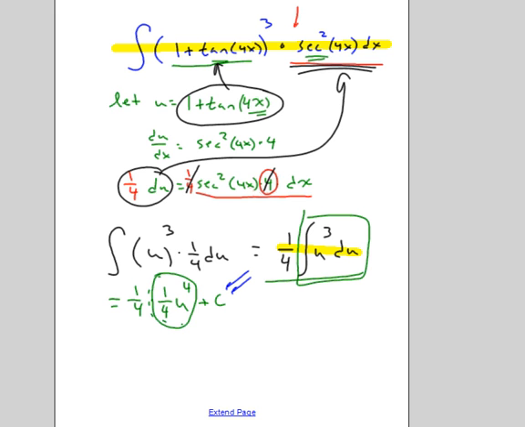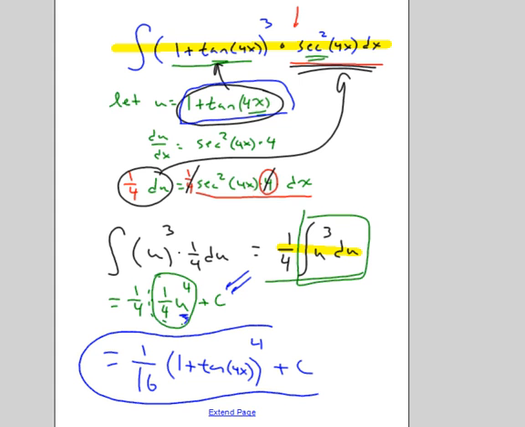And now the last step is to substitute back in for u. So we get 1/16 times u to the fourth, where u is 1 plus tan of 4x, raised to the fourth plus c, and voila, we are finished. Excellent. Okay, let's do another example. All right, this example is going to look a little bit different.